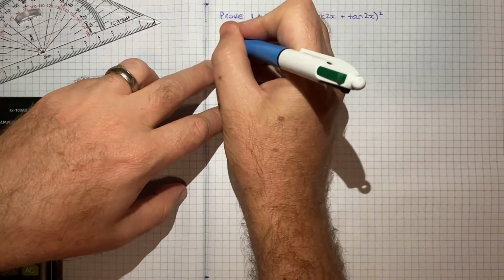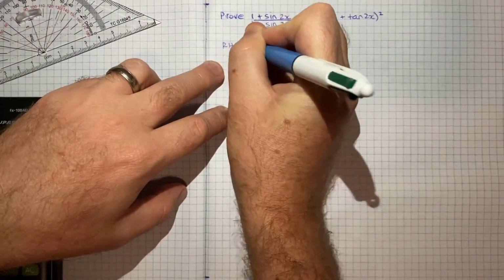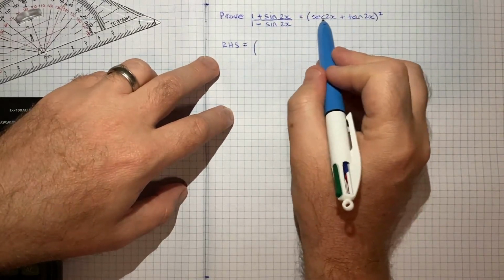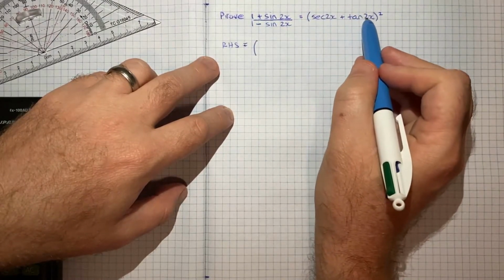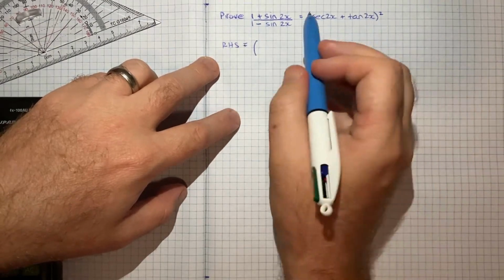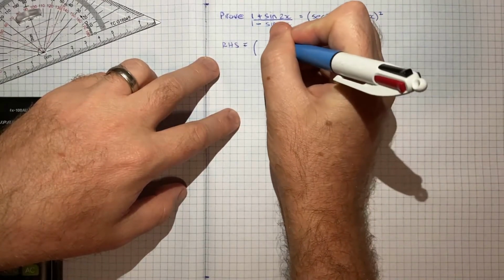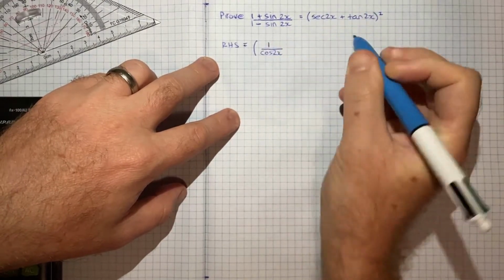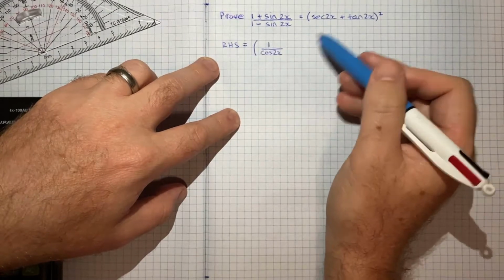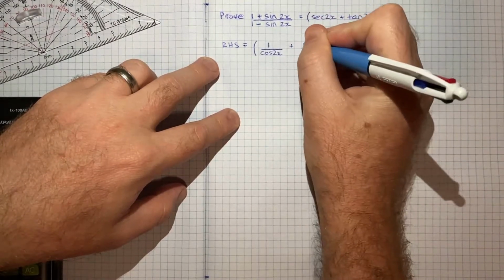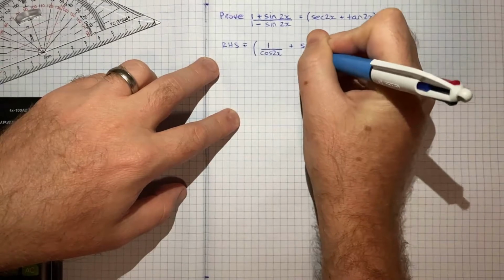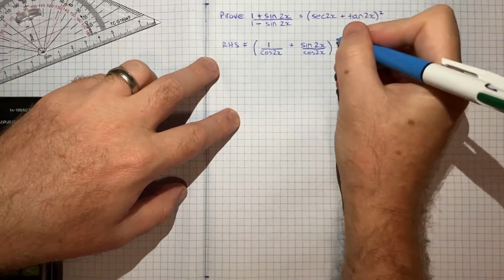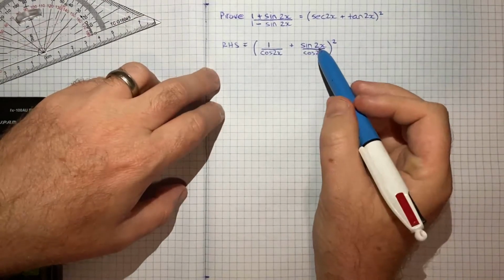So if we say our right-hand side is equal to, what I'll do first is rewrite both of these items in terms of sine and cos. So sec 2x we can write as 1 on cos 2x, because that's the definition of sec, it's 1 on cos. And tan 2x I can write as sin 2x on cos 2x, since that's the definition of tan, sine on cos, and that's all squared. So that's our right-hand side.